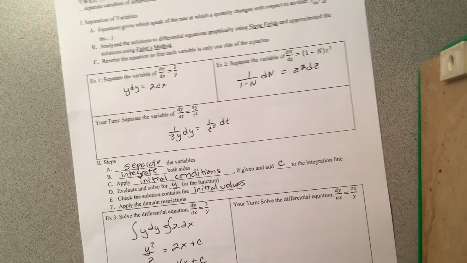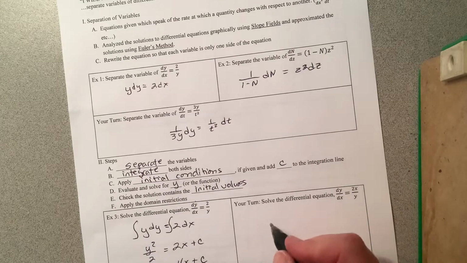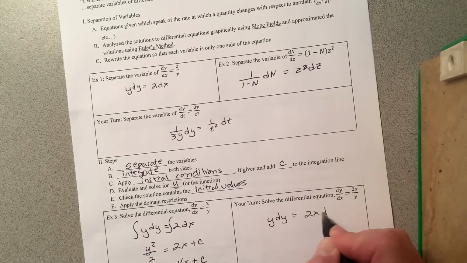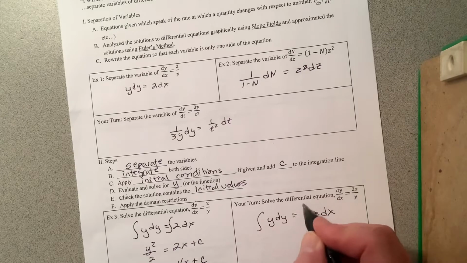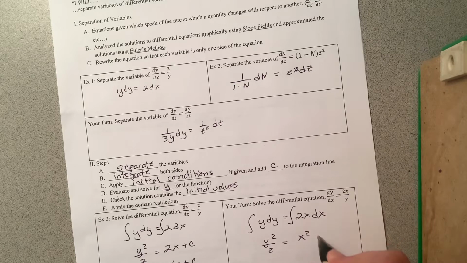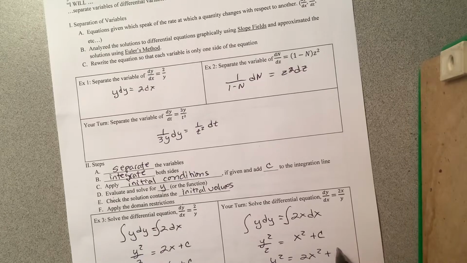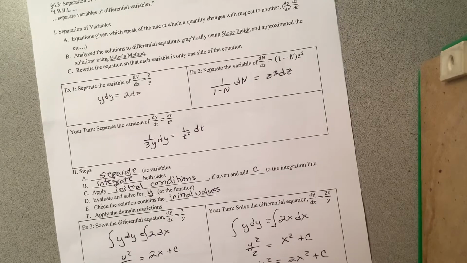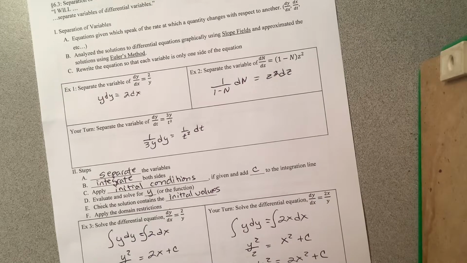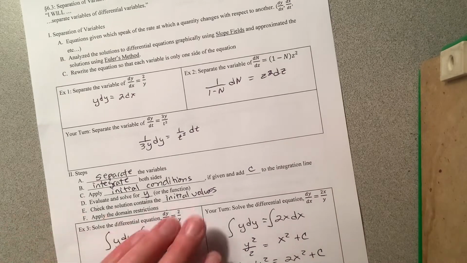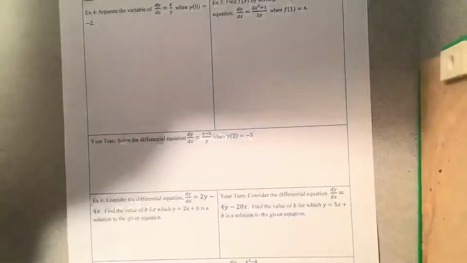Okay, your turn. You get y dy, 2x dx, integrate: y squared over 2 equals x squared plus c. You multiply by 2, you get 2x squared plus c. Again, you do not need to multiply the c by 2. And now you take the square root. Or you can leave the answer as y squared. If it's multiple choice, pick the one that they gave you. And that's all there is to it.